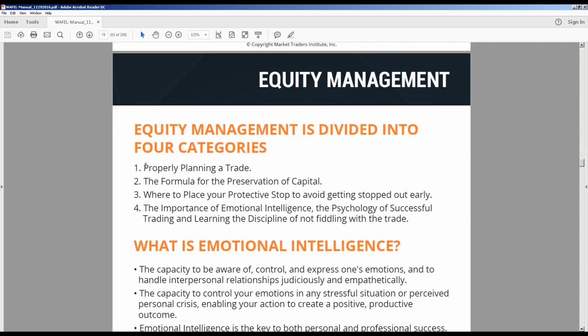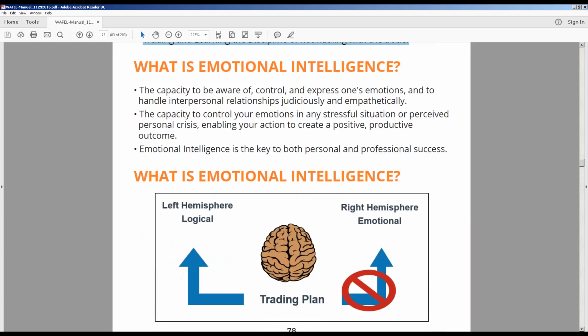Right, so now we've discussed properly planning a trade, then the formula for the preservation of capital. I've also discussed where to place your protective stop to avoid getting stopped out early. And now I'm going to discuss the importance of emotional intelligence, the psychology of successful trading, and learning the discipline of not fiddling with your trade.